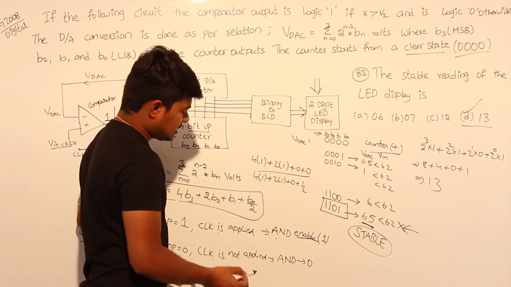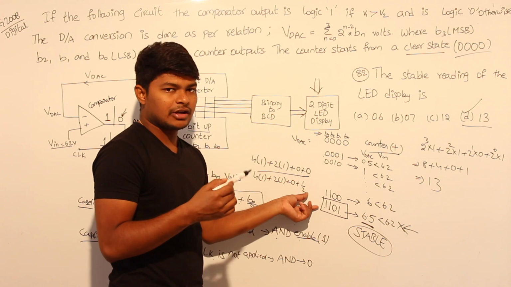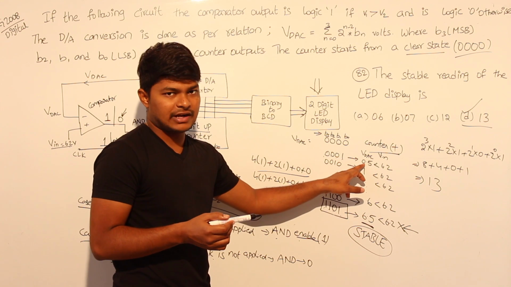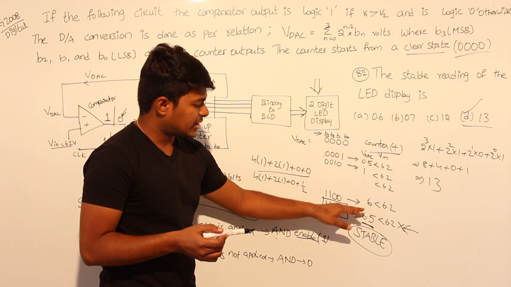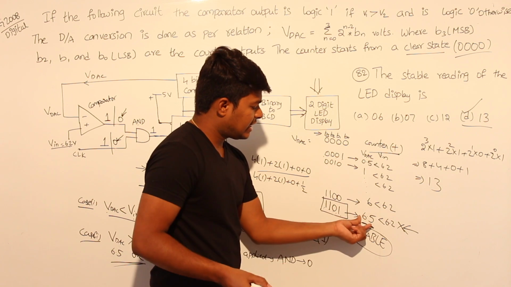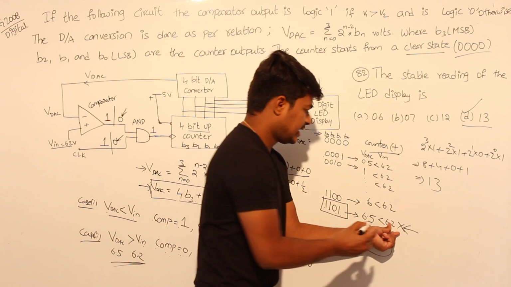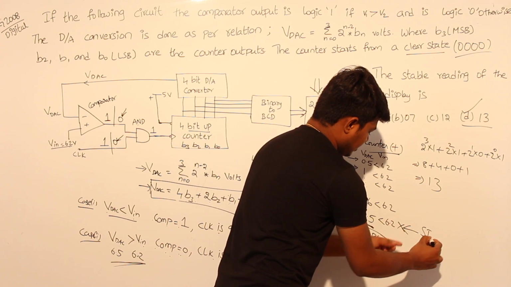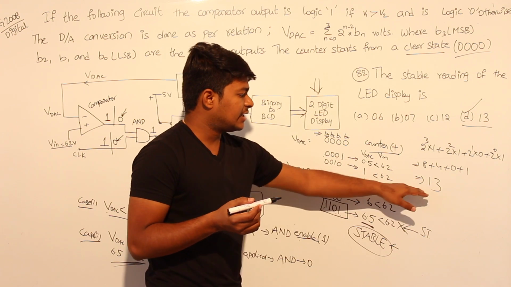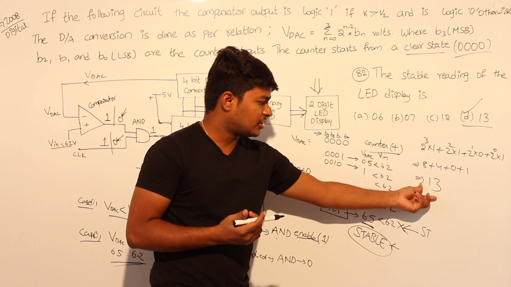By using this relation, we keep on solving by substituting or incrementing the binary values, and at the same time we check the VDAC values. We keep on checking, and at the point 1101 we find that VDAC less than Vin is false. Whenever this is false, it is said to be the stable state, where we get the LED display to be the decimal value of that binary number. The decimal value we calculated to be 13.